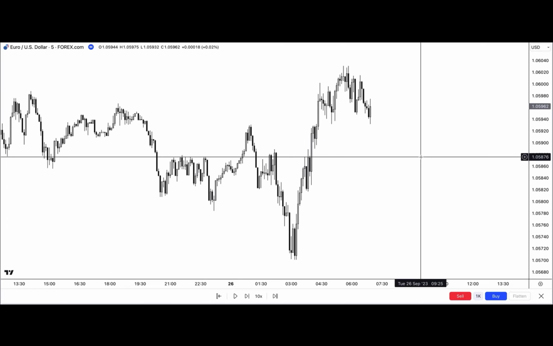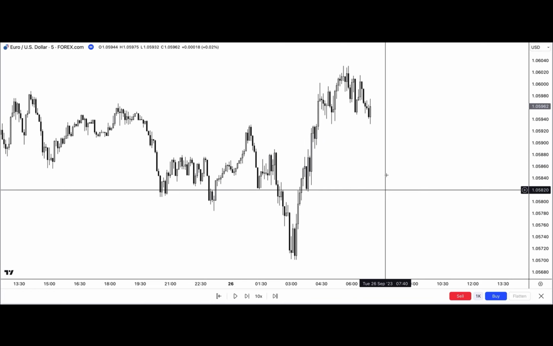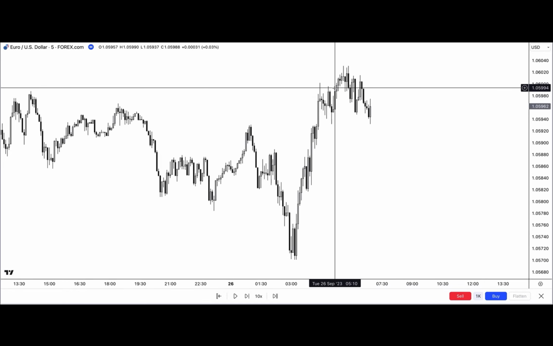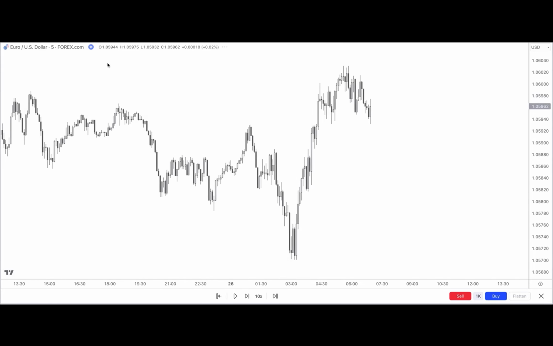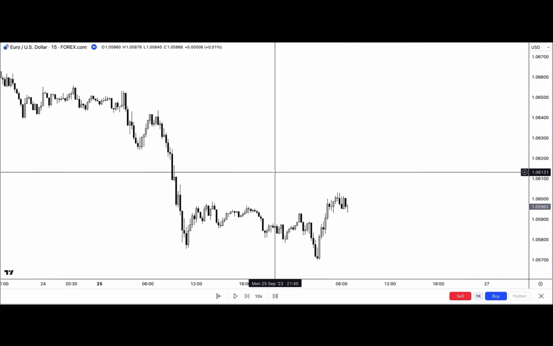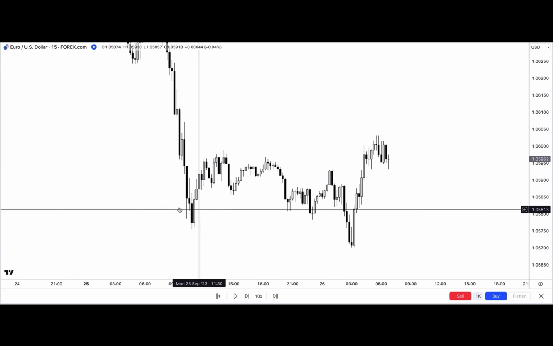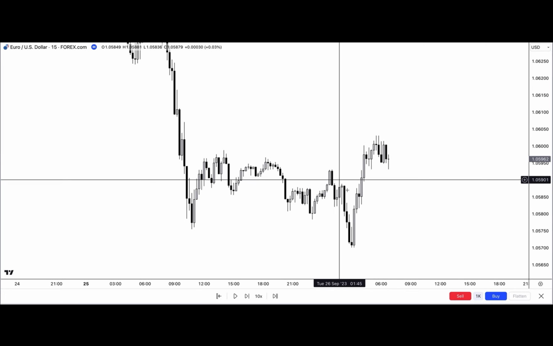Euro dollar shorts on in New York session. Price action was on Tuesday, September 26th. Okay, so let's get right into this. Start off in the 15-minute here. This is where the story is told. So Monday, this is Tuesday price action.